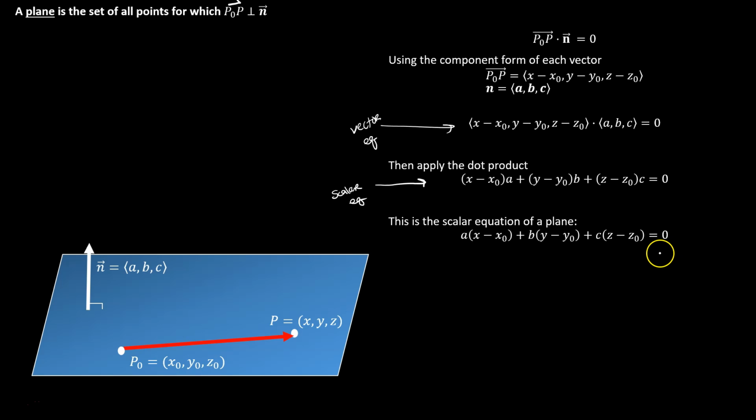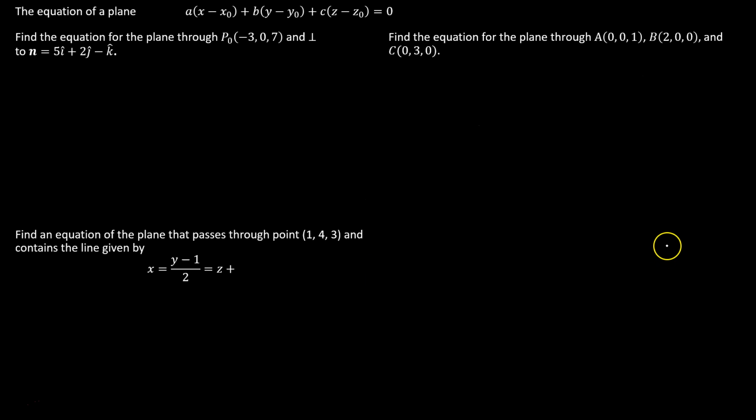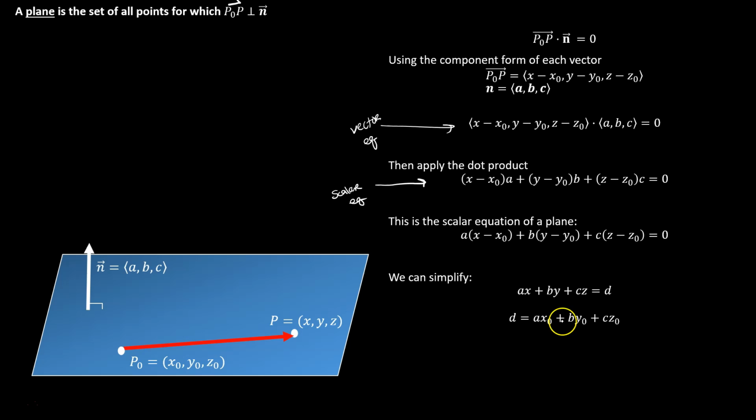Often though, once we plug in those numbers, we like to clean things up and simplify. So after we've plugged everything in, we will simplify so that we have the variable terms on one side. After we multiply and distribute, combine like terms, we'll have ax plus by plus cz. We'll leave those terms on the left.